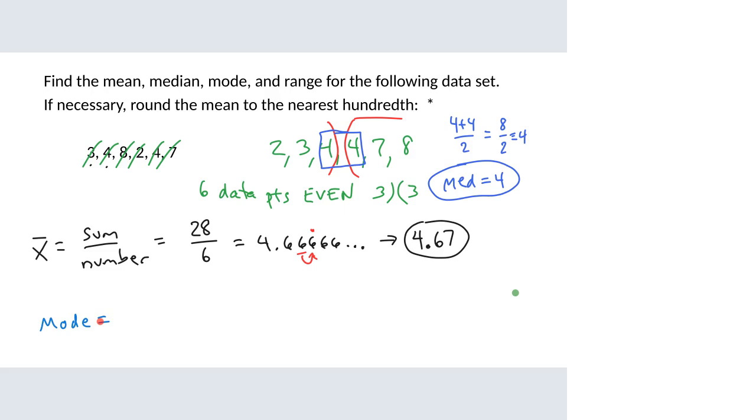Excellent. Genesis, Stephanie, Natalie, Riley, Zara, thank you very much. Our mode is 4. It occurs more than the others. Happens to be the same as the median. That's totally fine. The mode can be 4 because it occurs more than anything else.